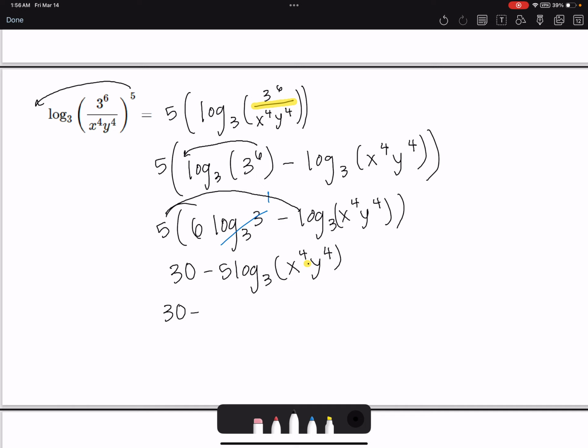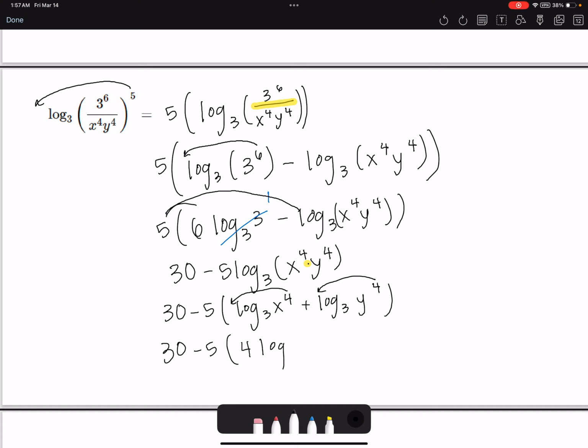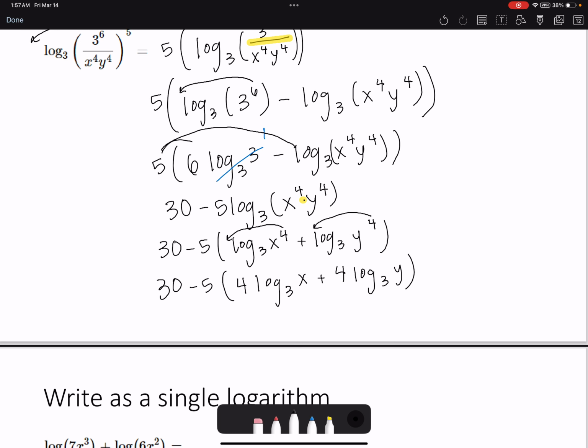So this would be 30 minus 5 times log base 3 of x to the 4th plus log base 3 of y to the 4th. And then these exponents can come down. So this would be 30 minus 5 times 4 log base 3 of x plus 4 log base 3 of y. And then I'm going to distribute that minus 5 in.